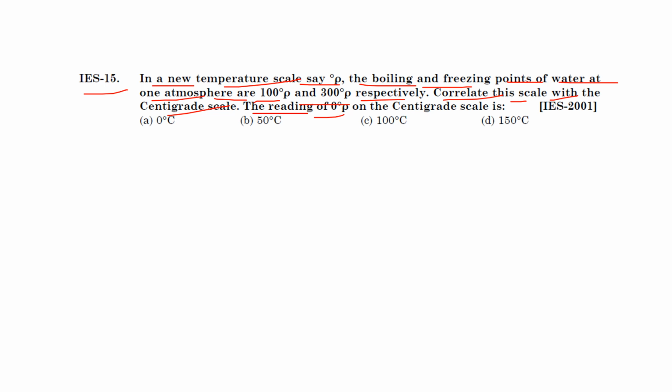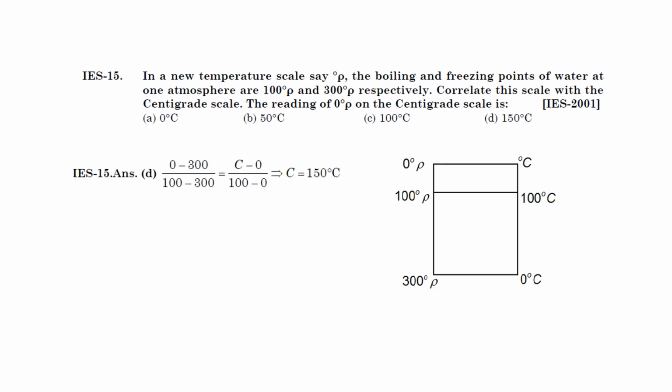The reading of 0 on the centigrade scale is... Whatever symbol they have written, I think it is the Kelvin scale, degree Kelvin. So obviously this will be Kelvin, and we have to convert Kelvin to centigrade.